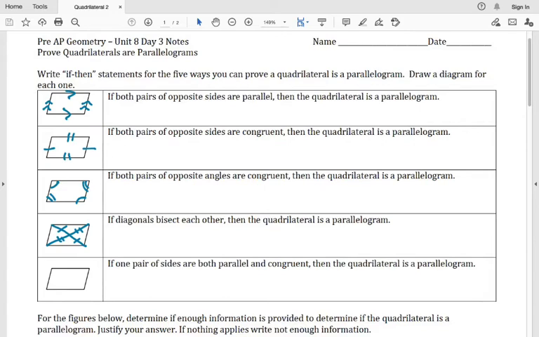And if one pair of sides is both parallel and congruent, it's got to be the same pair of sides. So if this side is congruent to this side and it's also parallel, then you know that it's a parallelogram. So if you can show any of those 5 ways, then you can show that it is a parallelogram. All right, let's look at some examples.